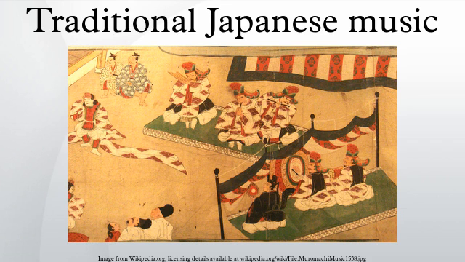Traditional Japanese music is the folk or traditional music of Japan. Types of traditional Japanese music. There are three types of traditional music in Japan: instrumental, theatrical and court music.